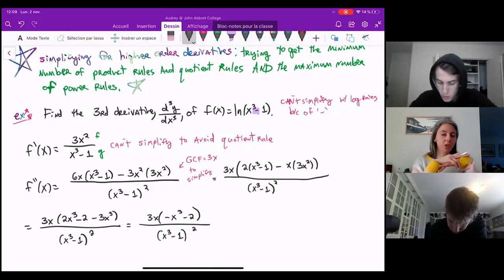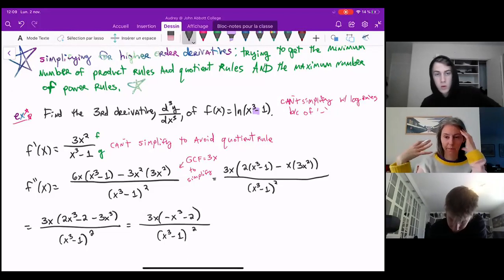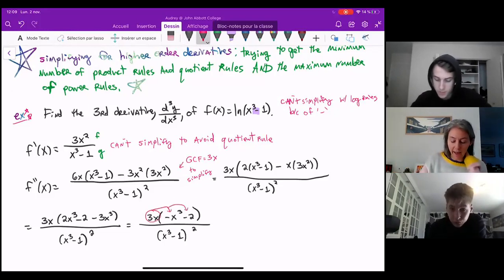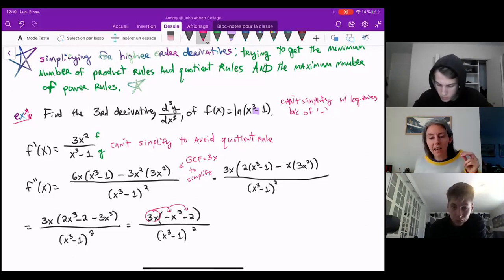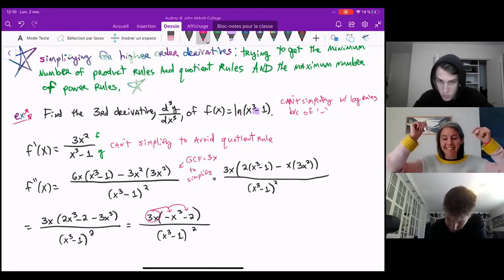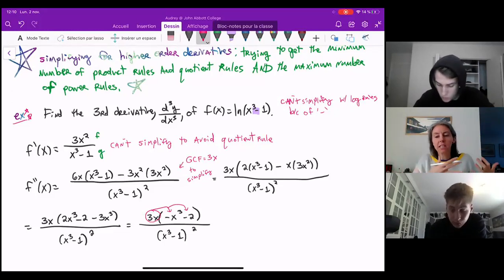Based on what we said before, simplifying for higher order derivatives is largely trying to get rid of product rules and quotient rules. Is there anything I can do at this point that might help me get rid of a product rule or quotient rule? You can multiply the numerator with the minus x cubed minus 2. Exactly. So I can distribute that and get rid of a product rule, which we know is our ultimate goal with this thing. When finding horizontal tangent lines, like we were doing in the past, this is the better form. But for a higher order derivative, expanding that numerator gets rid of a product rule.